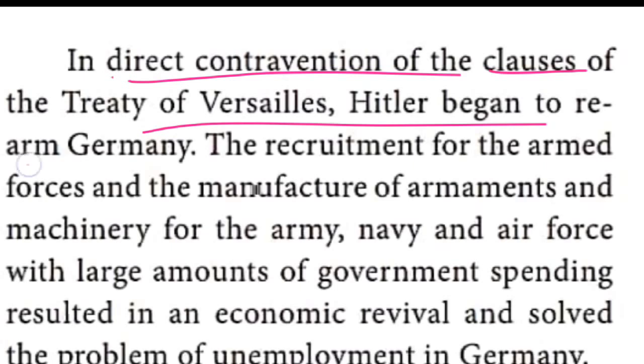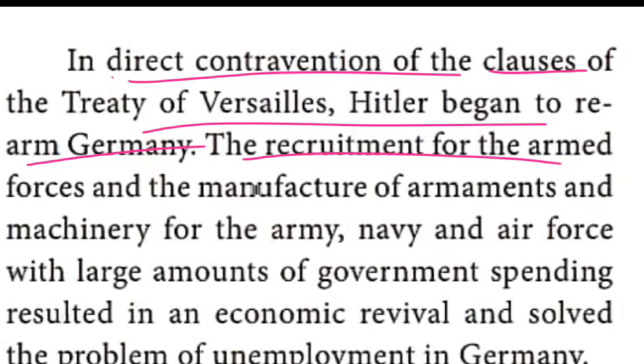Hitler began to rearm Germany. Students, this is very interesting, children. Here you have to listen. Hitler started to rearm. What is the meaning of rearm? As per the provisions of the Treaty of Versailles, the German army was reduced. But here he started to rearm, to reconstruct the German army.